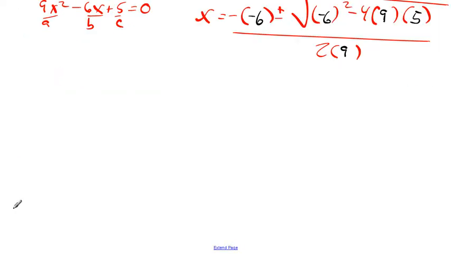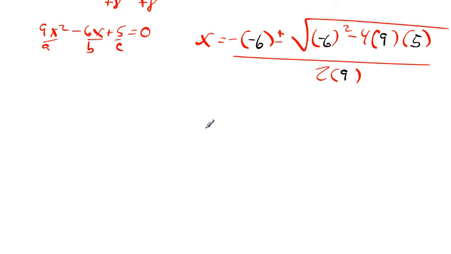Alrighty, well here we go. Let's go ahead and simplify this. So x equals a negative multiplied by a negative is a positive 6, so 6 plus or minus. -6 squared means -6 times -6, so that's 36. Let's not worry about the signs there. Let's just do 4 and 9. 36 times 5 is 180. So we're going to get a 180.